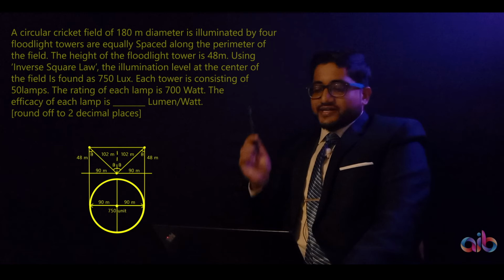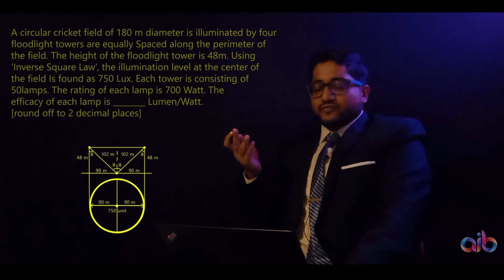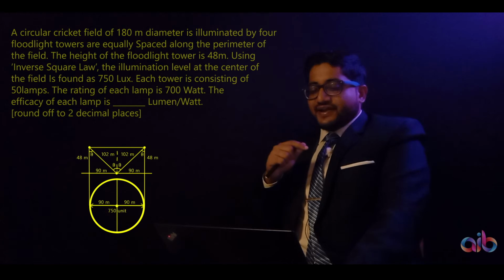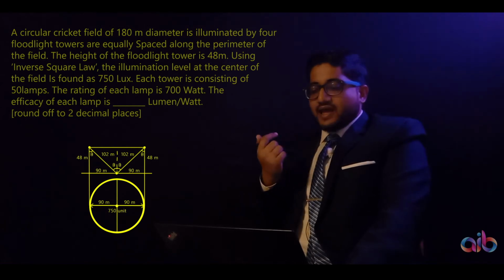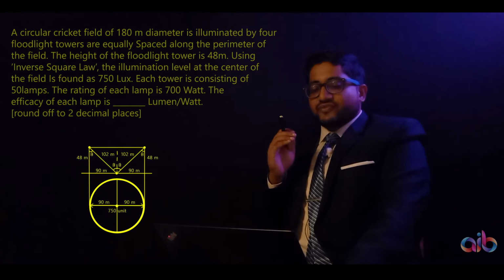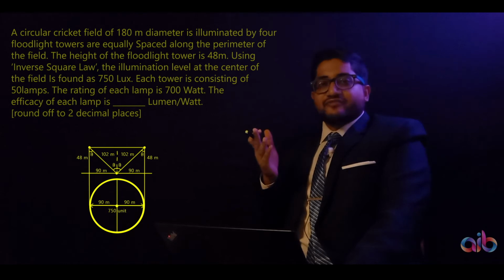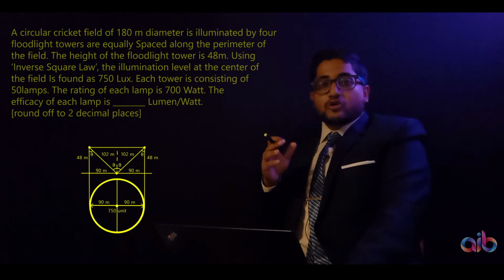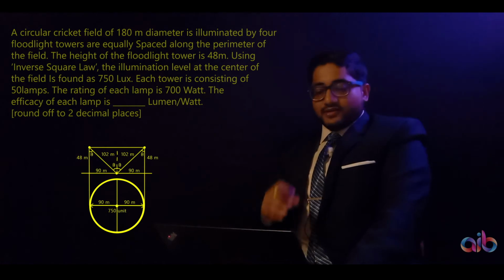So you can always check that out. The floodlight tower is 48 meters high, and then use inverse square law. They've straight away given you the hint. You don't have to think what formula to apply. Anyways, 48 meters high, the illumination at the center of the field is found at 750 lux. So the center of the field is lit up with an intensity of 750 lux, and each tower consists of 50 lamps. The rating of each lamp is 700 watts. So straight away you have, for every tower, 50 lamps, 700 watts, 35,000 watts of light that is being incident towards the center of the field.